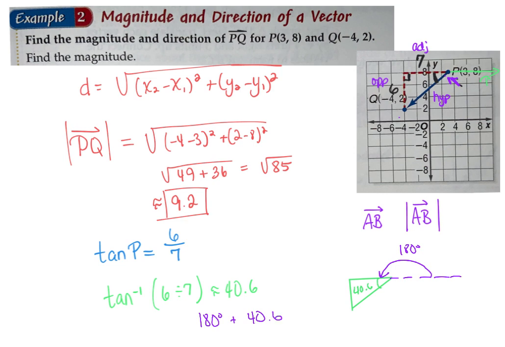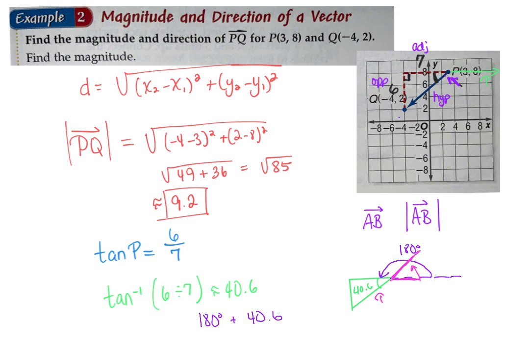Why? Well, because if I just say 40.6 and everyone knows it's from my horizontal, where is 40.6 going to be? Well, 40.6 is going to be somewhere over here, right? If I just start at the horizontal and move 40.6, I definitely won't be down here. I haven't gone far enough, okay?